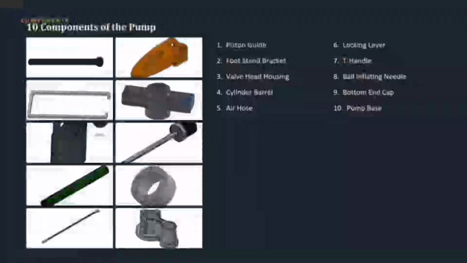The bicycle floor pump was disassembled and divided into 10 main components. These are piston guard, foot stand bracket, valve head housing, cylinder barrel, air hose, locking lever, T-handle, pressure meter, bottom end cap, and pump base. Each component was individually modeled by our team members in SolidWorks 2025, based on physical measurements taken from the actual product. Every member was responsible for a minimum of 2 components.